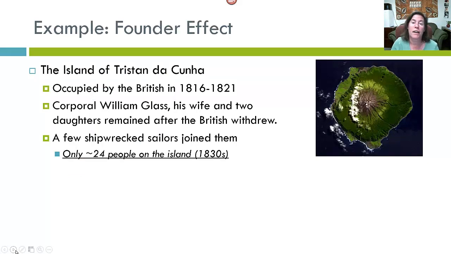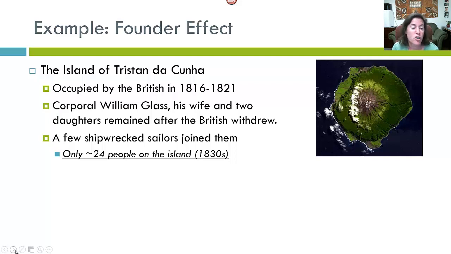Another example that relates to humans occurred on the island of Tristan da Cunha. This island was occupied by the British between 1816 and 1821. It was occupied by the British to prevent the rescue of Napoleon, who was in exile on a nearby island. After Napoleon's death, Corporal William Glass, his wife, and two of his daughters asked for permission to remain on this island after the British withdrew.